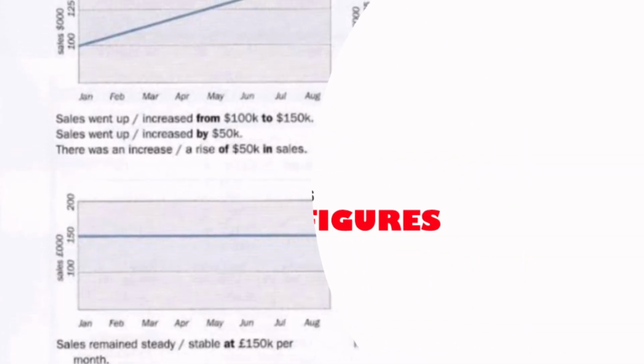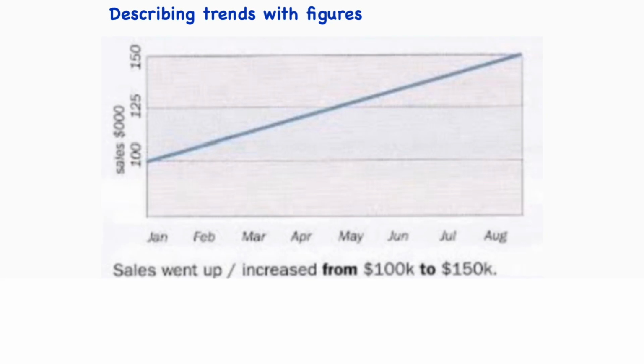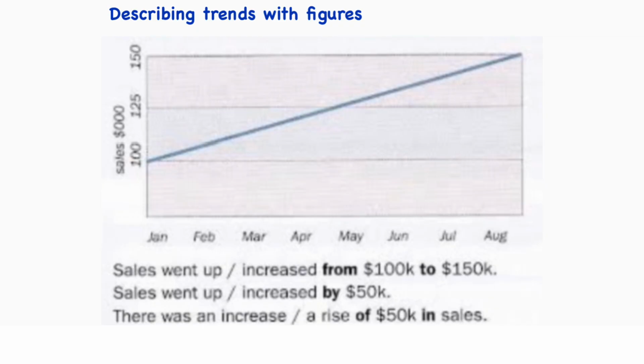Describing trends with figures. Sales went up from $100,000 to $150,000. Sales increased from $100,000 to $150,000. Sales went up by $50,000. Sales increased by $50,000. There was an increase of $50,000 in sales. There was a rise of $50,000 in sales.